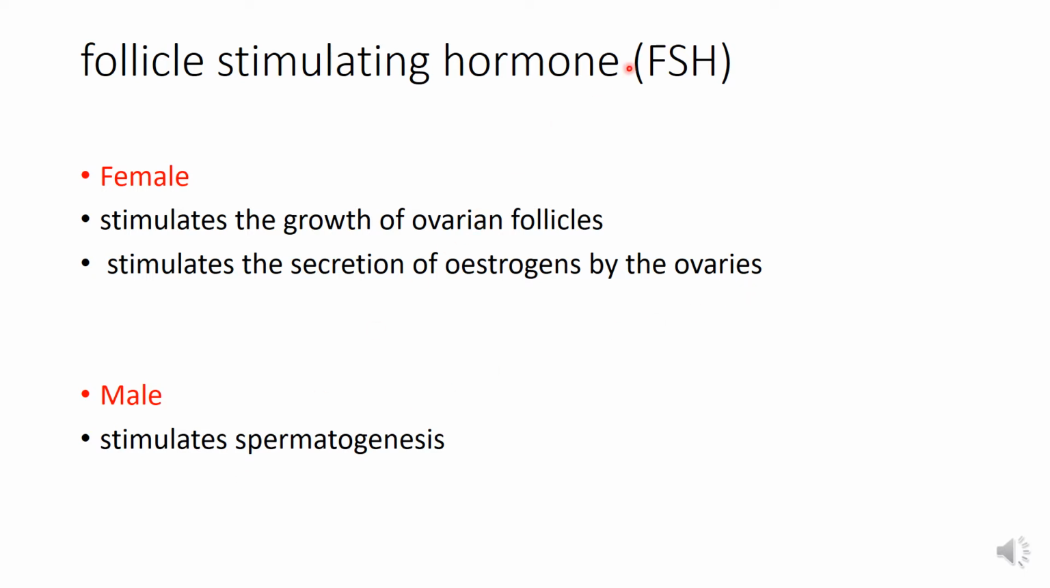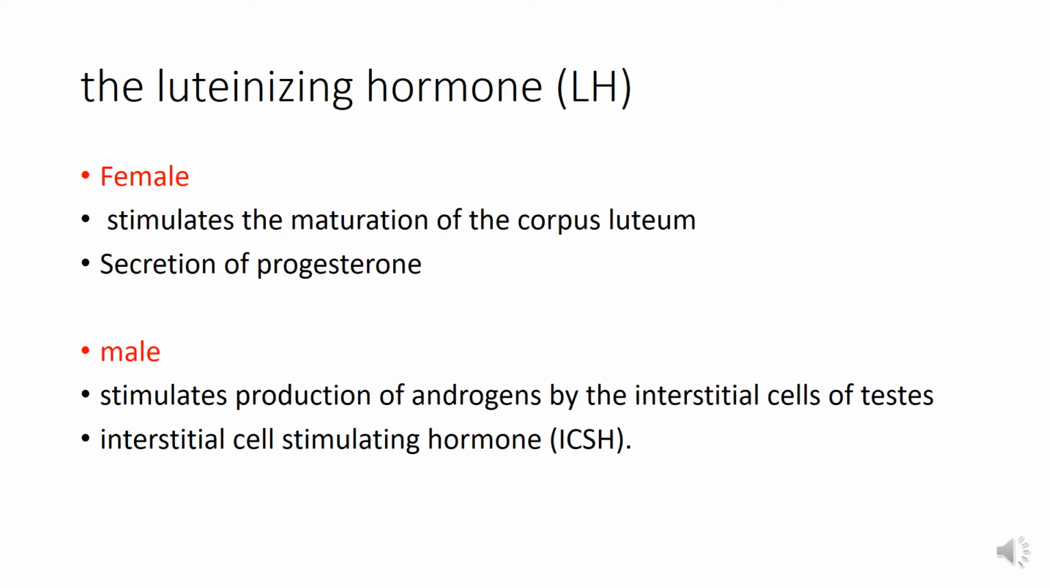In male, the same follicle stimulating hormone will stimulate spermatogenesis. The luteinizing hormone in female will stimulate the maturation of corpus luteum, hence the name luteinizing hormone. It helps in the maturation of corpus luteum and also helps in the secretion of progesterone from corpus luteum. In male, the same luteinizing hormone will stimulate the production of androgen by the interstitial cells of testes. Since luteinizing hormone is acting on the interstitial cells of testes, it is also known as interstitial cell stimulating hormone.